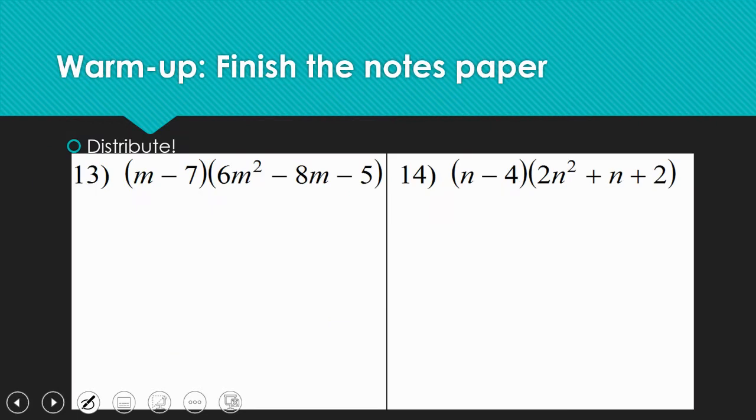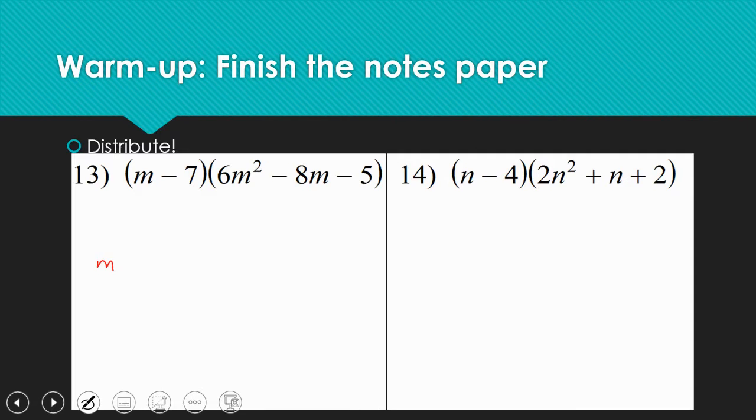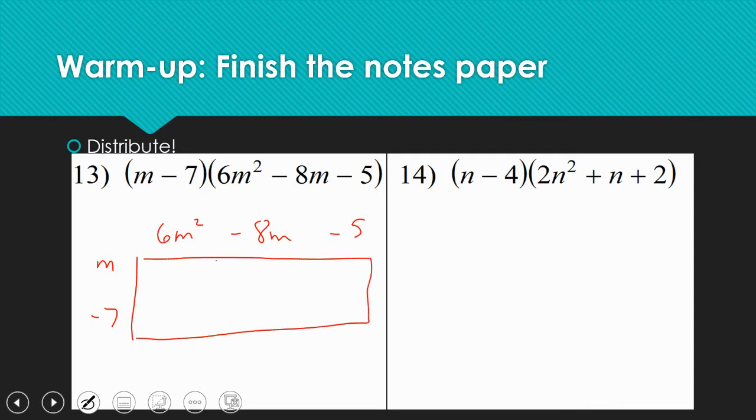Okay, now the big ones. This is one where I definitely recommend that you make the box if you want to keep things nice and lined up. It just helps. So I'm just going to go right to making that m minus 7, and then I'm going to put 6m squared minus 8m minus 5. I always write the numbers and then I make the box to fit.